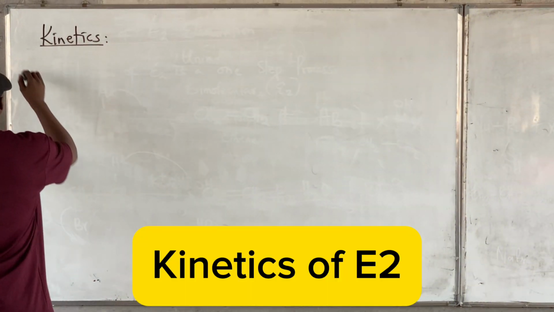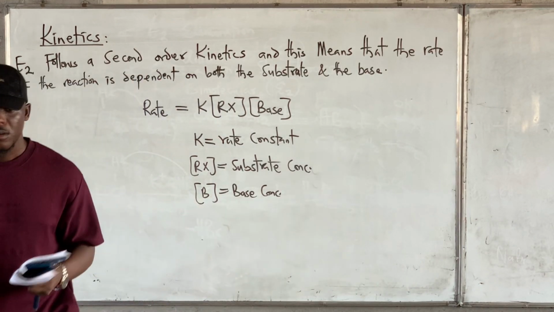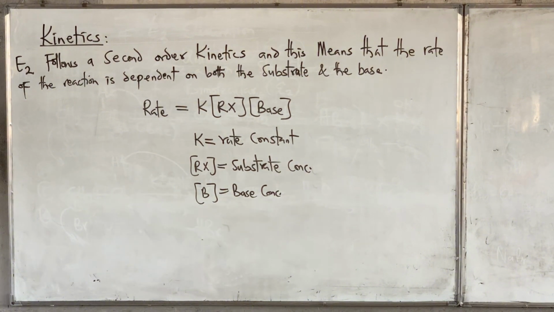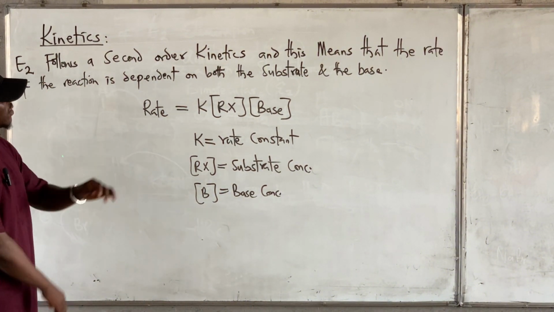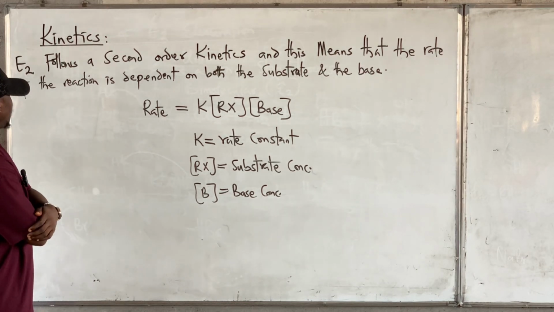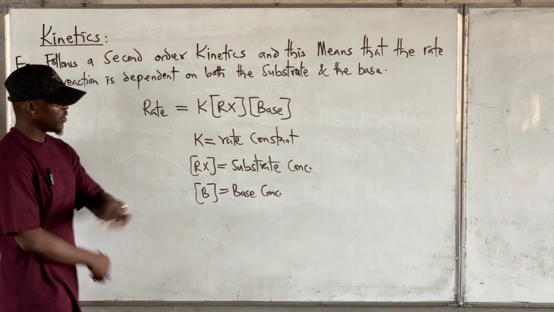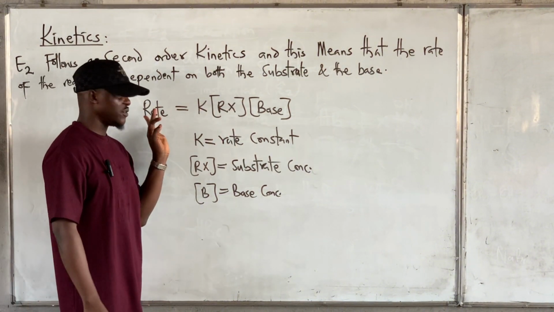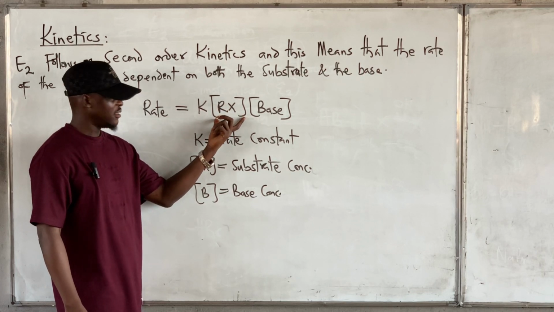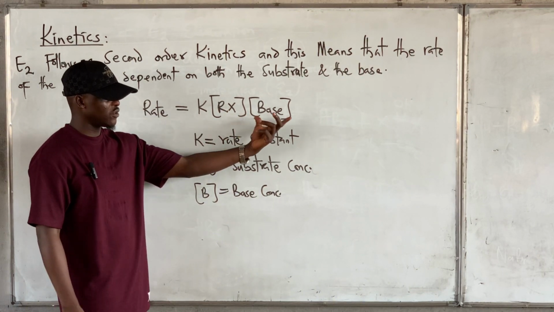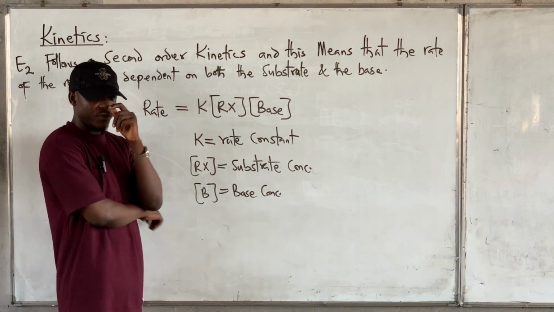All right, so E2, please look up. Now we said the kinetics for E2 follows second order kinetics. This means that the rate of the reaction is dependent on both the substrate and the base. If you increase the concentration of the substrate, the rate increases. If you increase the concentration of the base, it also increases. So either of these will affect the rate of the reaction.